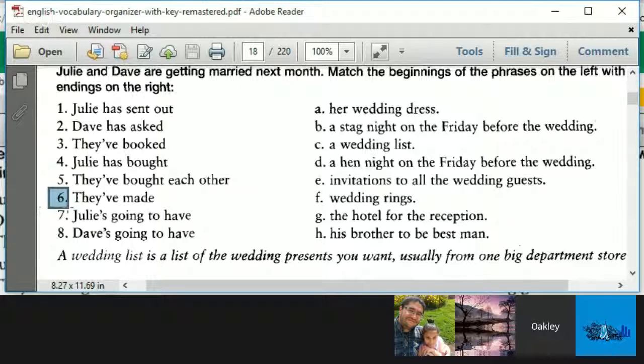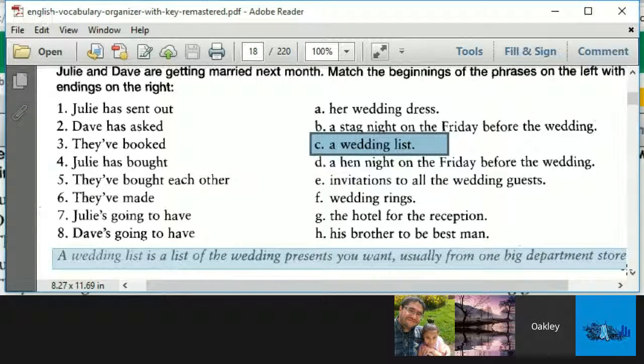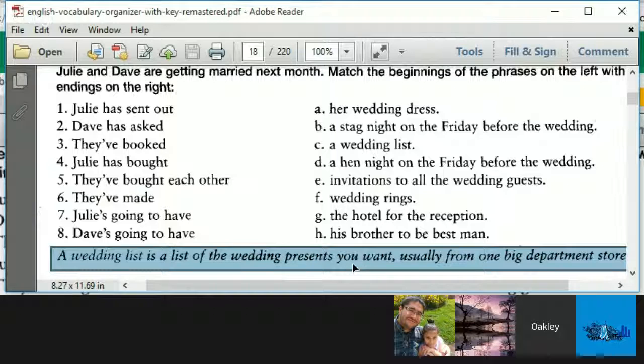All right, Victor, moving on. Number 6. Okay, they have made a wedding list. Here below we can see a wedding list is a list of wedding presents you want, usually from one big department store.